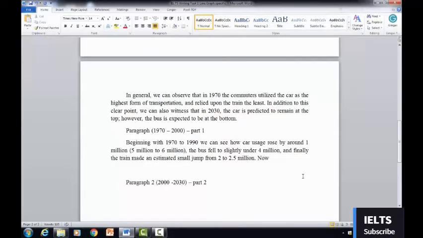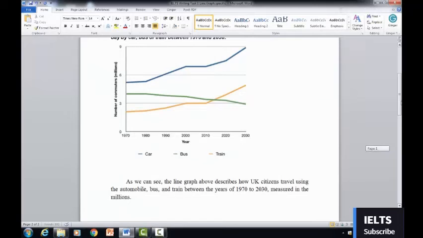And now we're going to look at our next time period. Now, when it comes to 1990 to 2000, right? We look at the car from 1990 to 2000. And our car goes from 6 to, I would say, around 7 million.